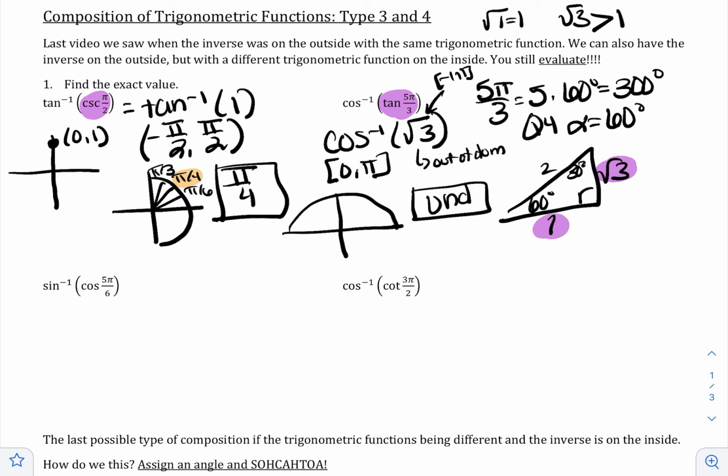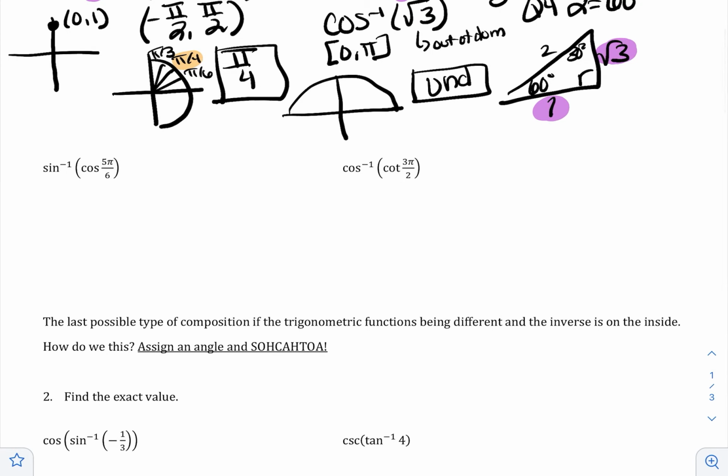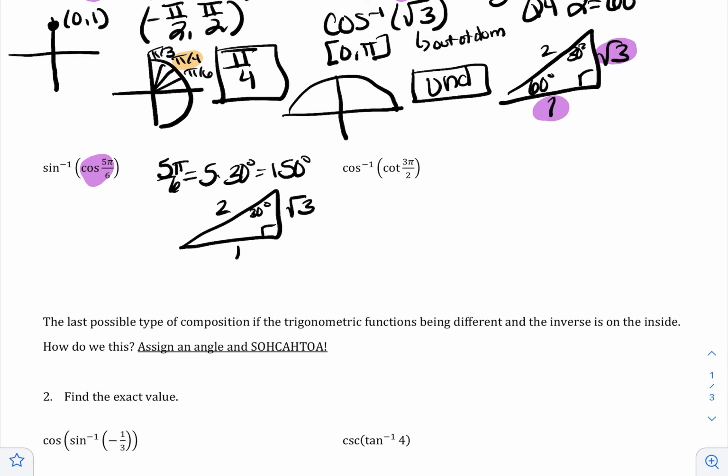It's like, again, trying to do the square root of a negative 9, right? It's undefined, unless you're in the imaginaries. Okay, let's do another one. So first is the inside. So 5 pi over 6 is equal to 5 times 30, 150. I can draw my little triangle. Here's 30. 2, 1, square root of 3. Cosine is adjacent over hypotenuse.